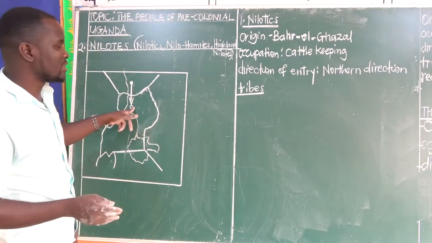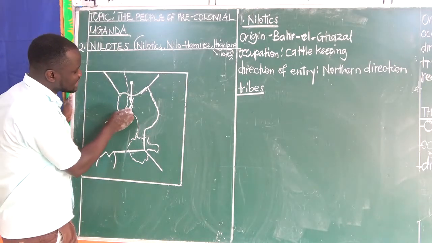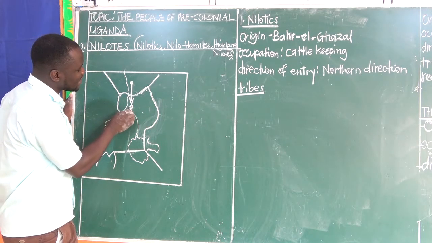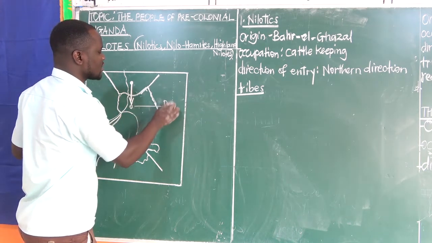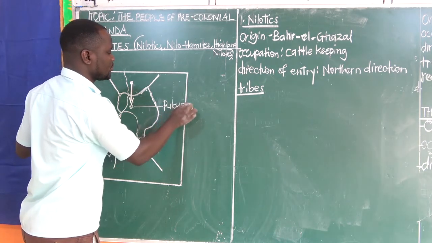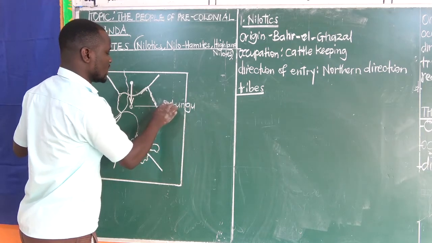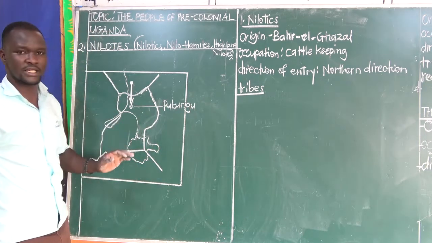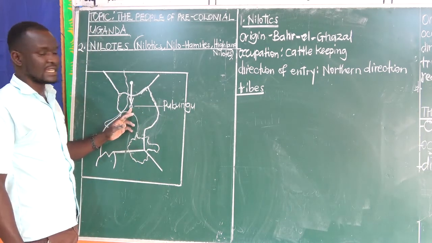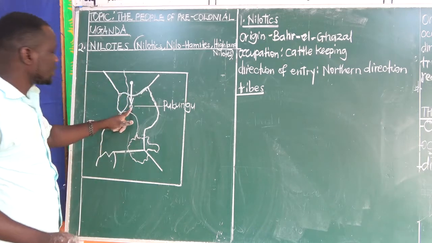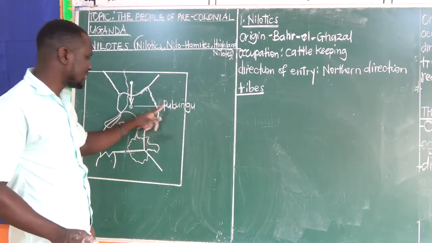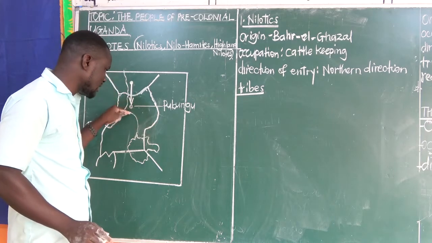Remember, before the separation, we need to note that these people had rested here. They had settled in this area. This is what was known as Pubungu. It was known as Pubungu. And be ready for a question asking you, how was Pubungu related to the migration of the Nilotics? You simply say, Pubungu is where the Nilotics had their first settlement when they entered where? Uganda.